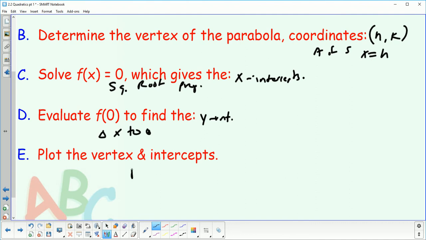You can also do what's called a point or points of symmetry, in particular with your y-intercept. So if we've got our axis of symmetry drawn, remember, anything that happens to the left has to happen symmetrically on the right, or vice versa.